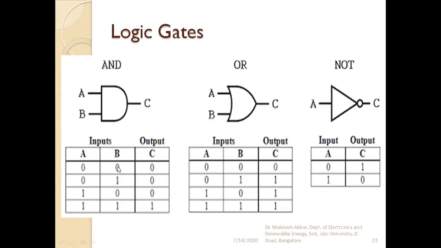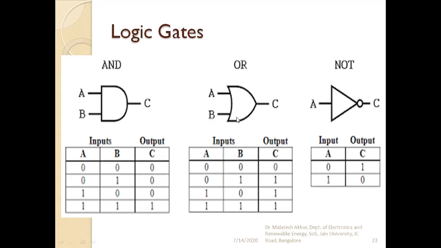The possible combinations for both inputs are 0 0, 0 1, 1 0, and 1 1. So the output is 1 only when both the inputs are high. So there is a significance in calling this AND. Why do we call it AND? The output is high when A is high and B is high.